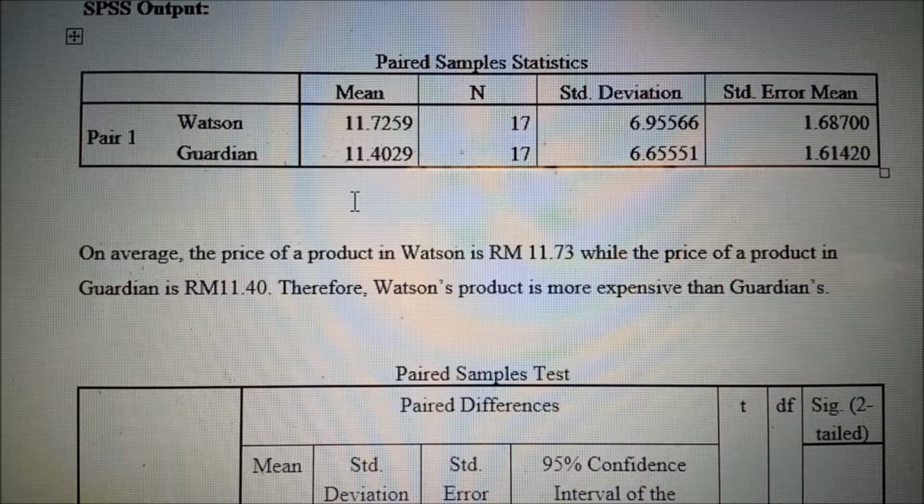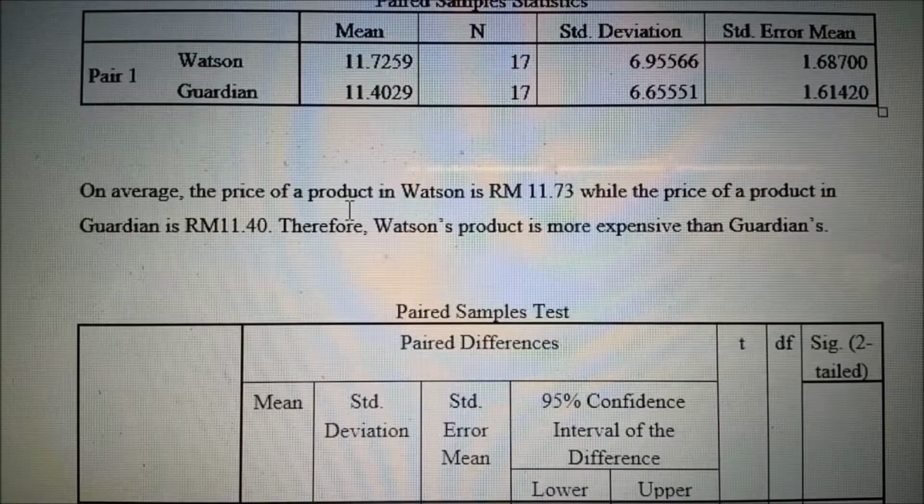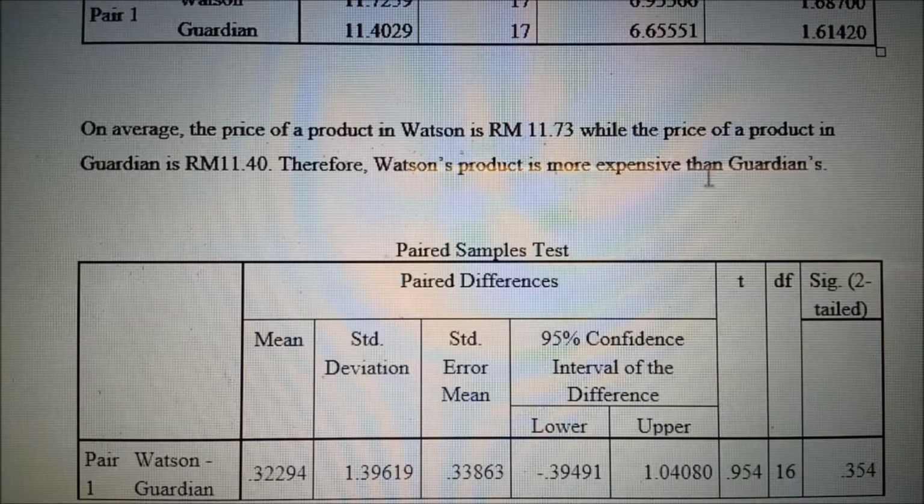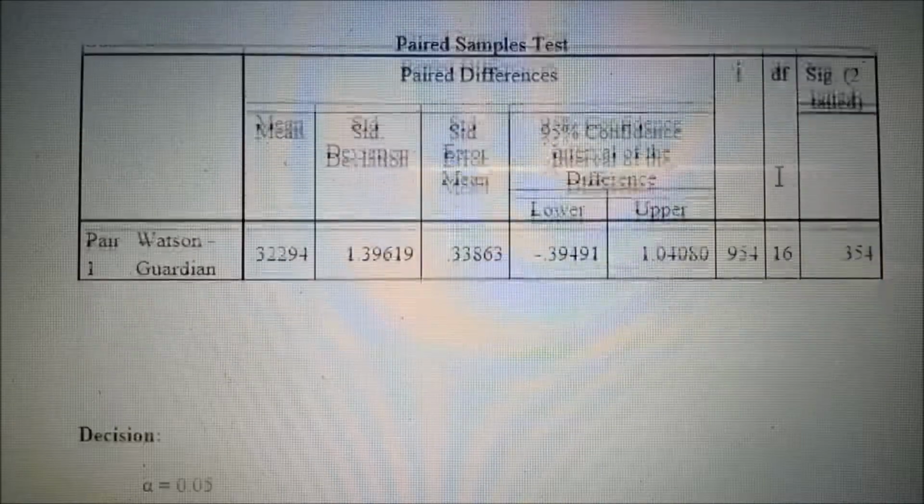On average, the price of a product in Watson is 11 ringgit and 73 cent, while the price of a product in Guardian is 11 ringgit and 40 cent. Therefore, Watson's product is more expensive than Guardian's.